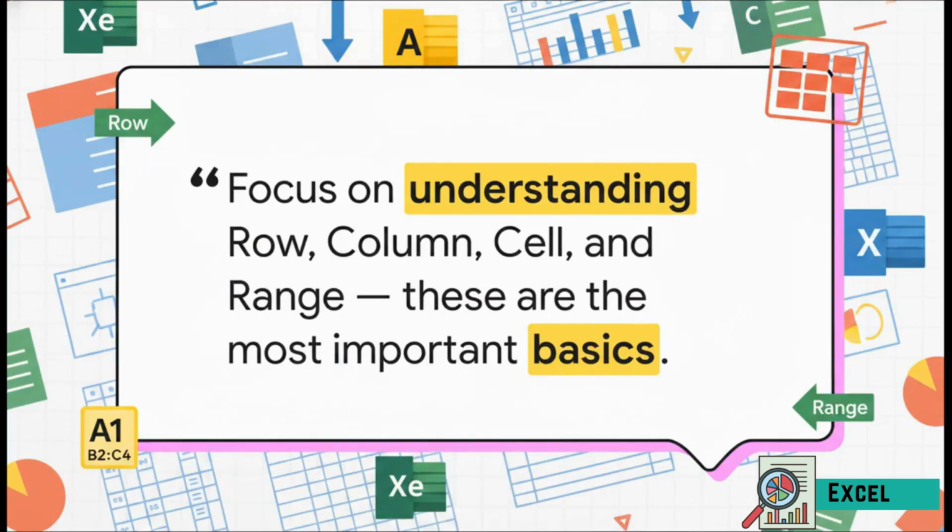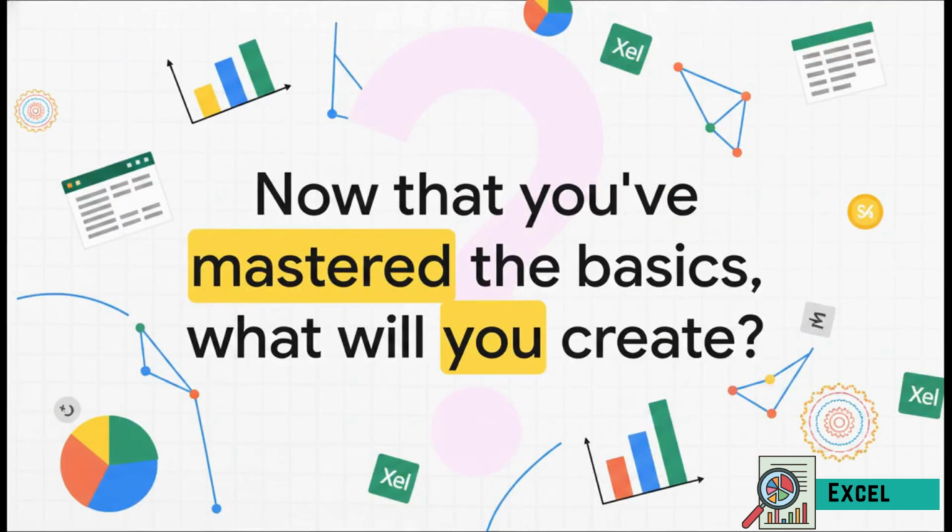So, how'd you do? Hey, no matter what your score was, here's the real takeaway. If you can confidently explain what a row, a column, a cell, and a range are, then you've absolutely mastered the foundation of Excel. Seriously, those 4 things are the most important basics, and they're what pop up on exams all the time. Look, you've just proved you've got the building blocks down.